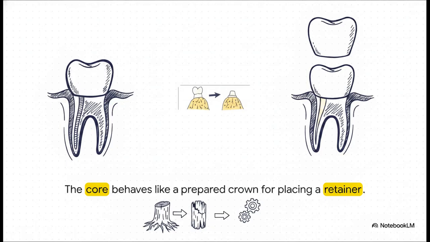Thankfully, we have evolved way past the days of expanding wood. Once the modern post is secured in the canal and the core is built up, that combined unit behaves exactly like a freshly prepared healthy tooth. We've basically taken a decimated root and turned it into a strong, viable stump that is perfectly ready for the placement of a final, full veneer crown.